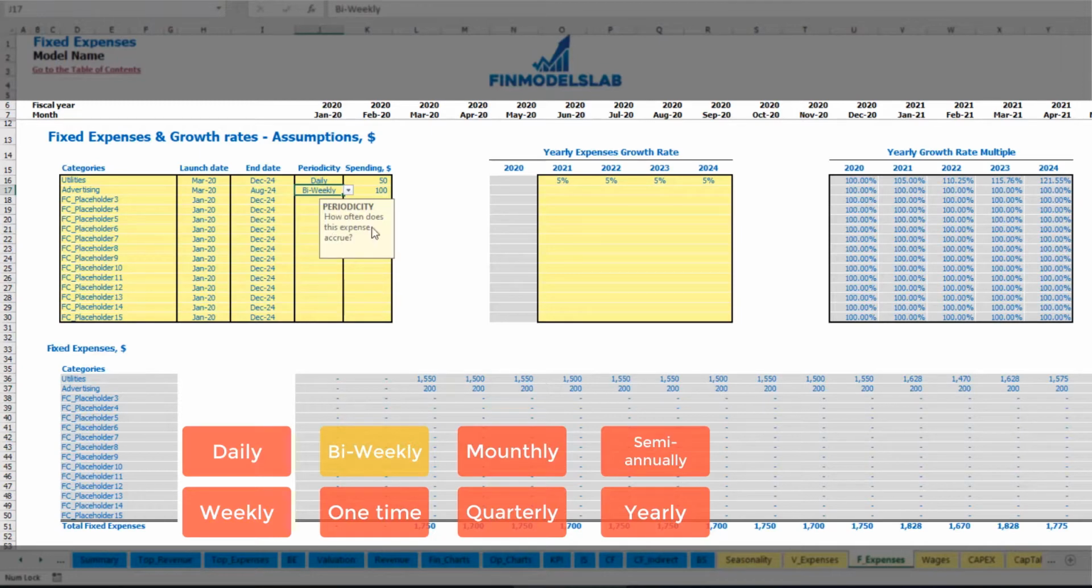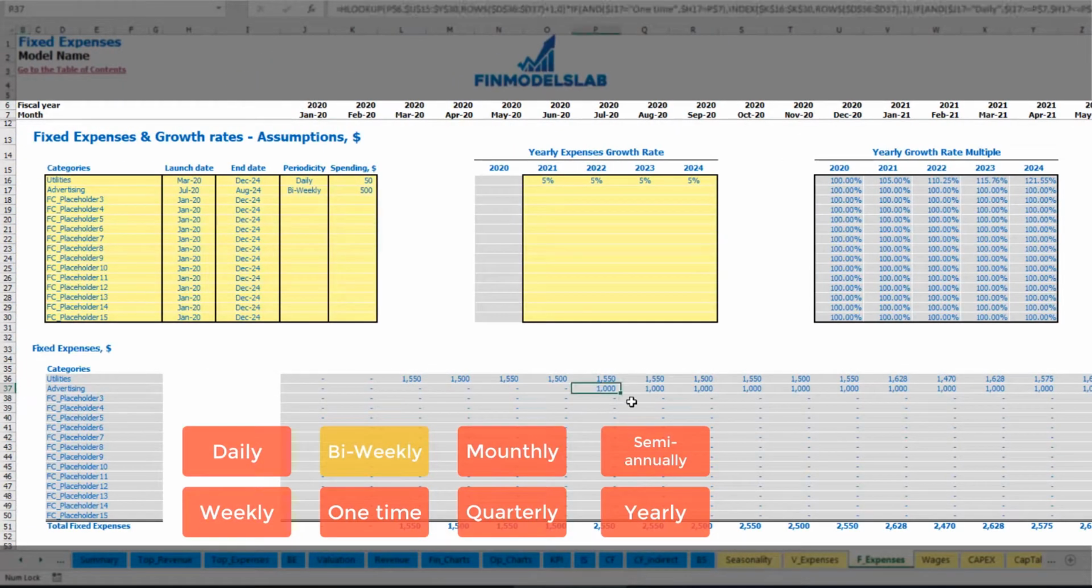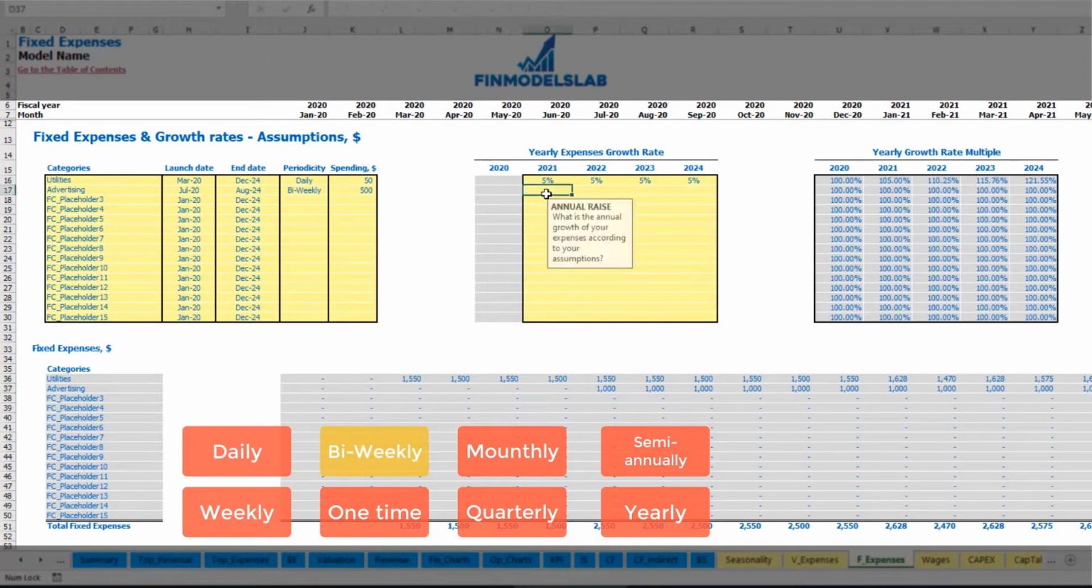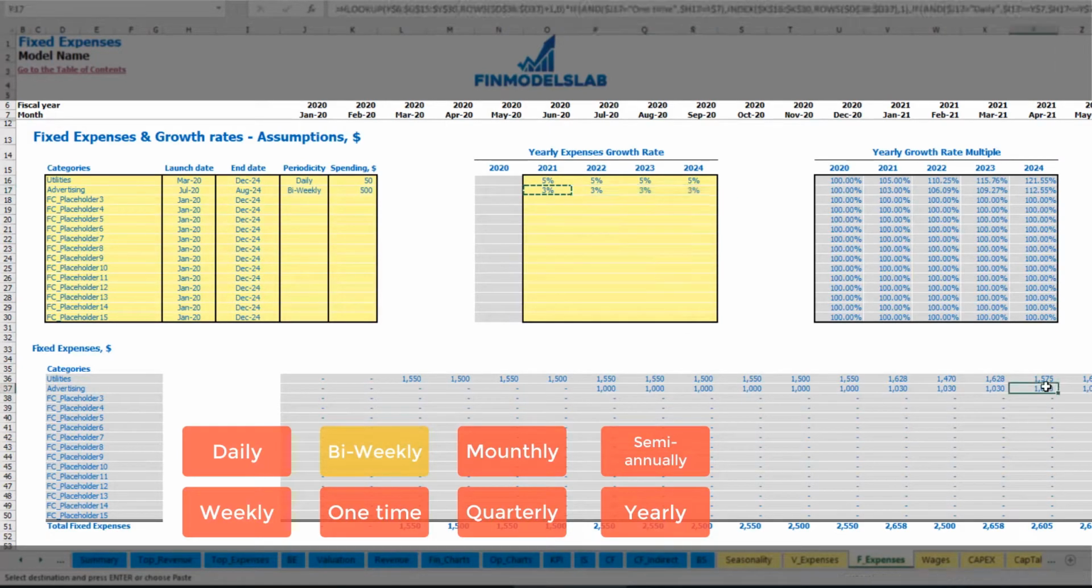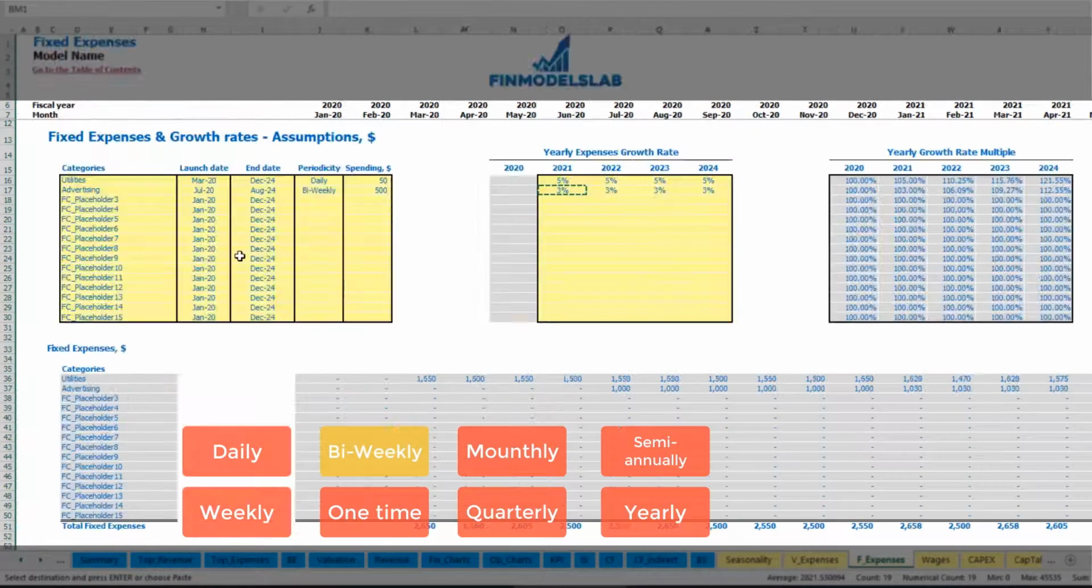Another option is bi-weekly, for example, $500. You can start from July, for example, and you'll have 2 bi-weekly payments within the month. $500 multiplied by 2, you have $1,000 per month. Again, you can input some growth rate, and you will see that your advertising expenses will grow year over year till August 24, which is the last date of this expense type.